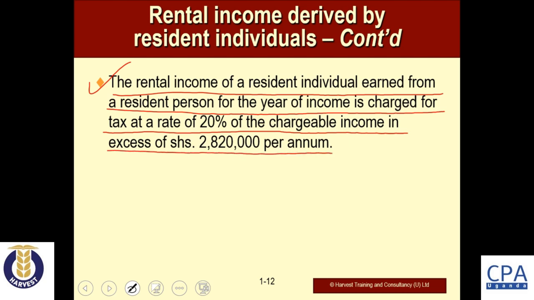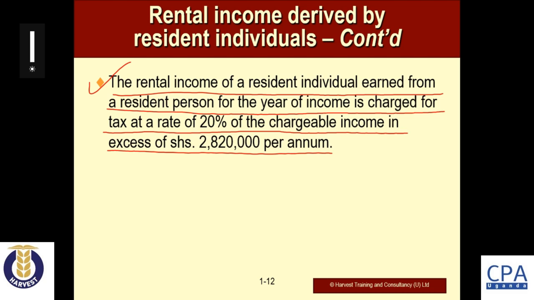of 2,820,000 per annum. The rental income of you, the resident individual, and from a resident person for the year of income is charged for tax purposes at a rate of 20% of the chargeable income in excess of 2,820,000 per annum. So as we bring this one into our discussion, I don't want you to begin asking where I'm getting all these figures.